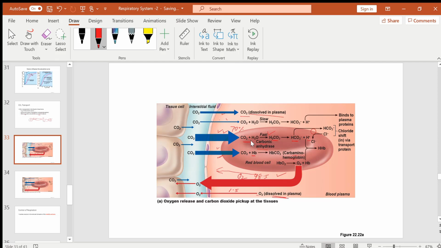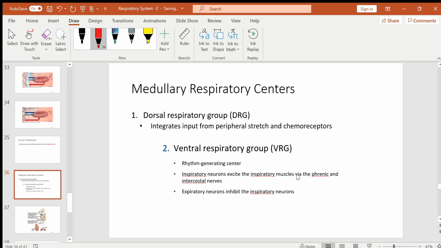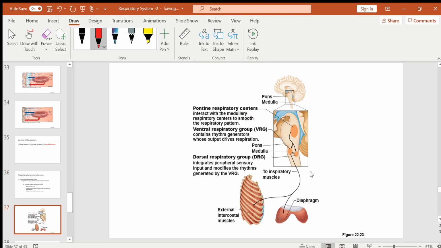Control of breathing in the respiratory center. You have respiratory centers in the brainstem. You must remember the pons. This is the pons, and this is the medulla oblongata. Okay, so in the pons you have a respiratory center that is called the pontine respiratory center, and in the medulla you have a group of respiratory centers, ventral and dorsal groups. So this is ventral, this is dorsal, and this is pontine. So those are three centers.